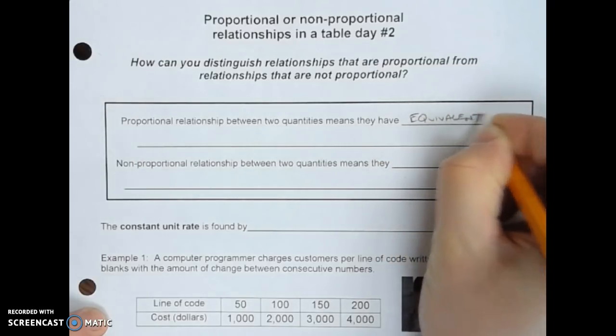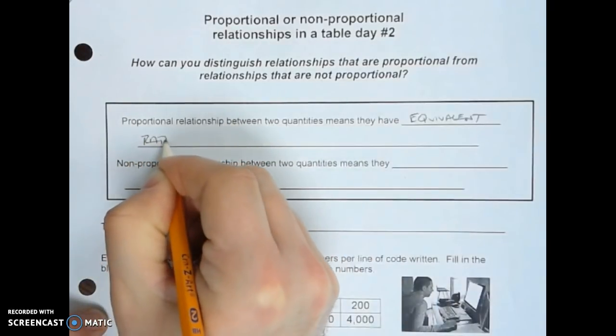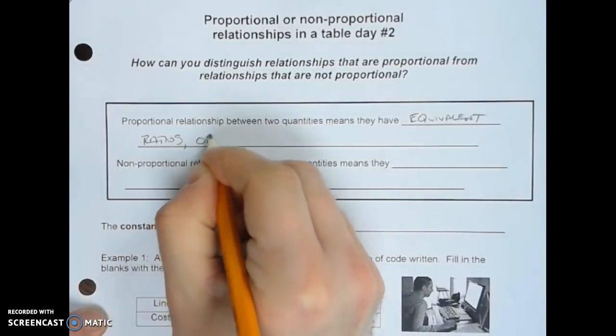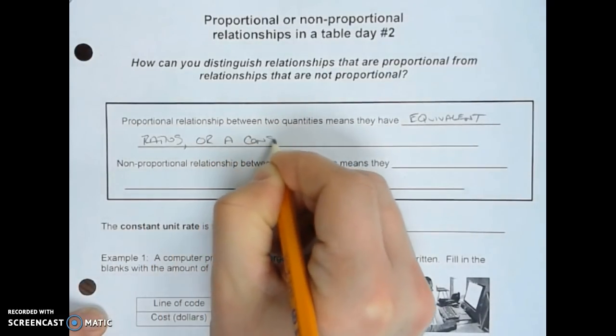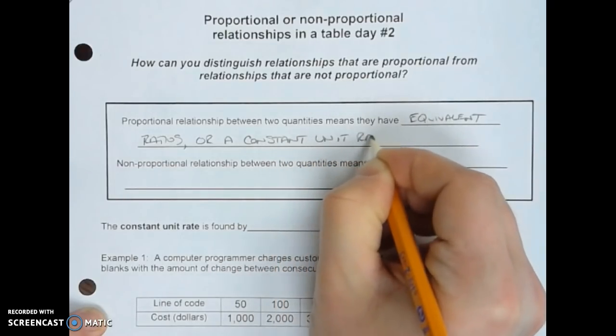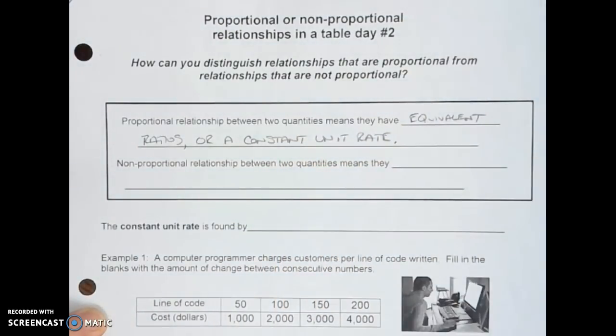Equivalent ratios, which means that they have a constant unit rate. Equivalent ratios or a constant unit rate. So if there's a constant unit rate, the relationship would be proportional.